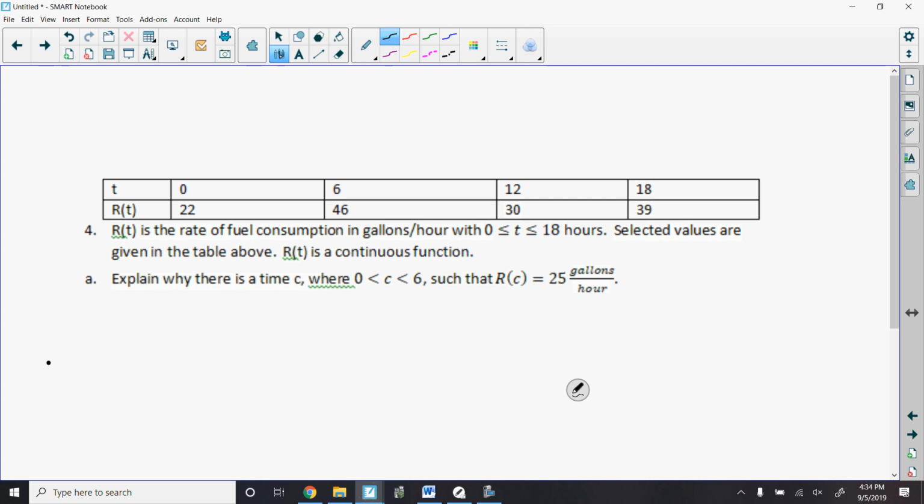Okay, so here we have a table of values, right? And it says R(t) is the rate of fuel consumption in gallons per hour with 0 ≤ t ≤ 18 hours. Selected values are given in the table above. Here's the most important part. R of t is a continuous function.